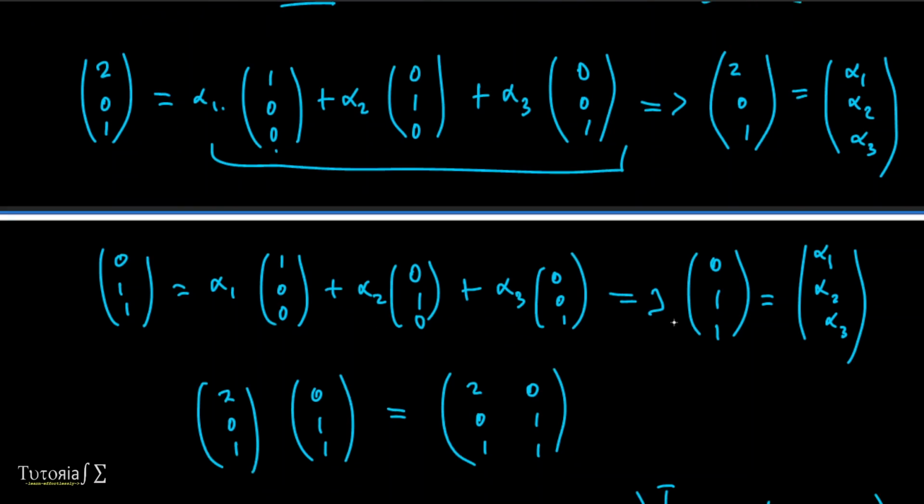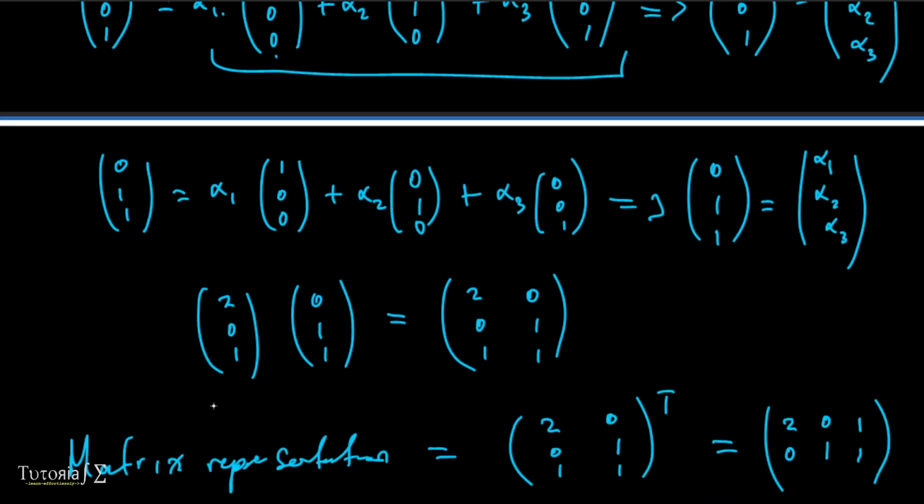Then you get those values, or let me say the vector of solutions alpha 1, alpha 2, alpha 3. You write them as a column vector, and you write them as columns of a matrix. So for the first one, we write it as a column. Then for the second one, we write it as a column. Then the matrix representation is the transpose of this matrix that we have here. So we have to transpose, always remember that.